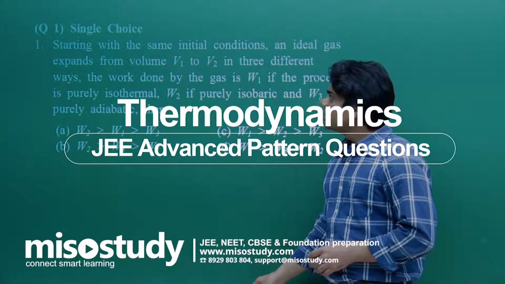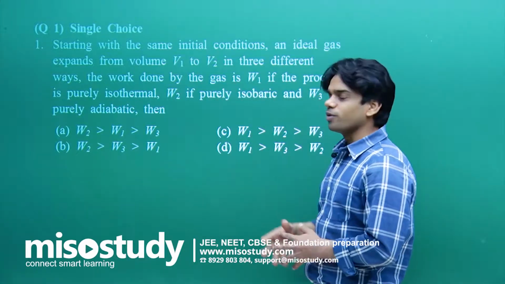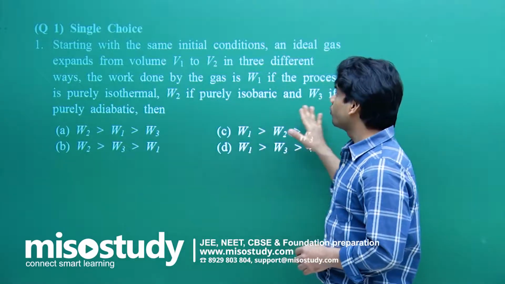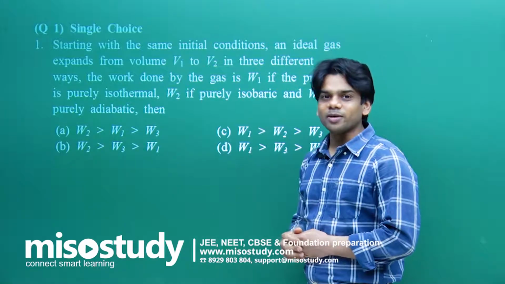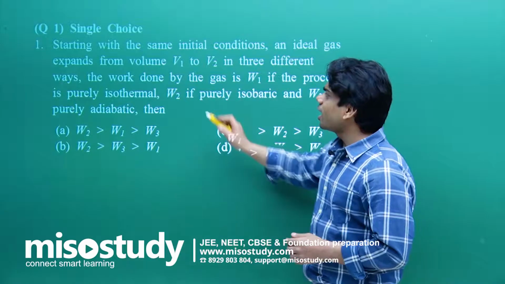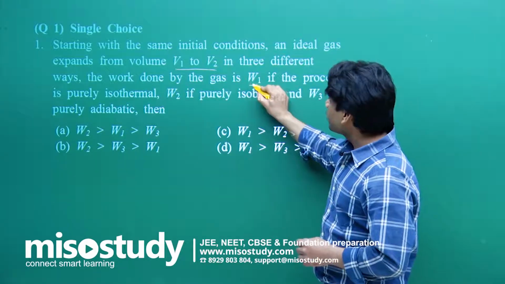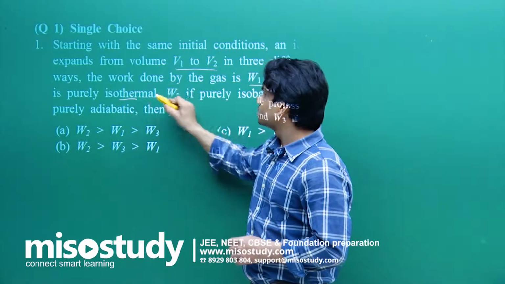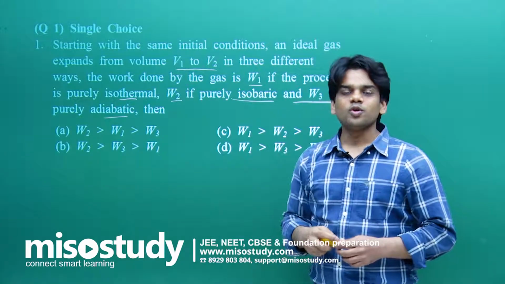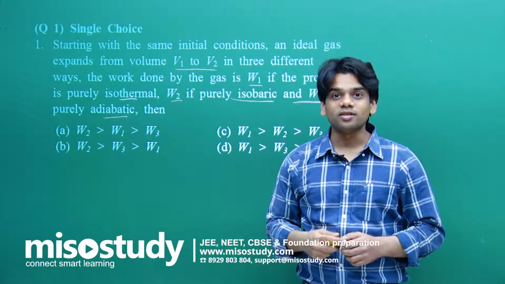Question number 1. Starting with the same initial conditions, an ideal gas expands from volume V1 to V2 in 3 different ways. The work done by the gas is W1 if the process is purely isothermal, W2 if purely isobaric, and W3 if purely adiabatic. So we are given that there are 3 processes, the expansion takes place from volume V1 to V2. We're going to see in which the work done is maximum and how the work done is related in all the 3 scenarios.